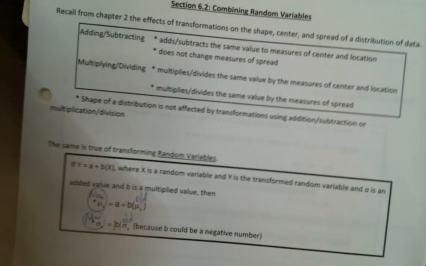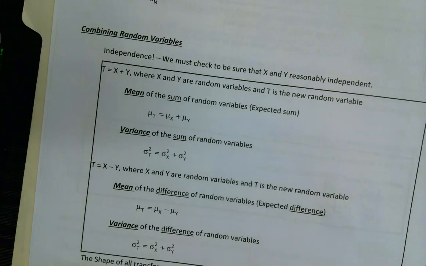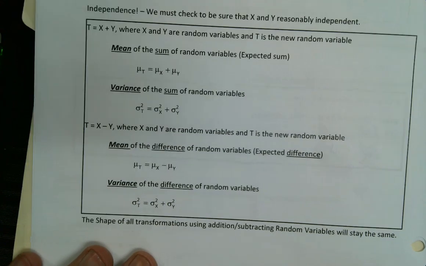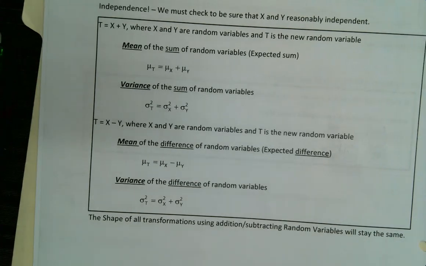Turn back over to your notes. Turn the page and look at this. When we combine random variables, when we add two random variables together, to find my new mean, I simply add my old means together. That one we already knew, right? But standard deviation we can't simply add together. We have to add the variances together. Pythagorean theorem.